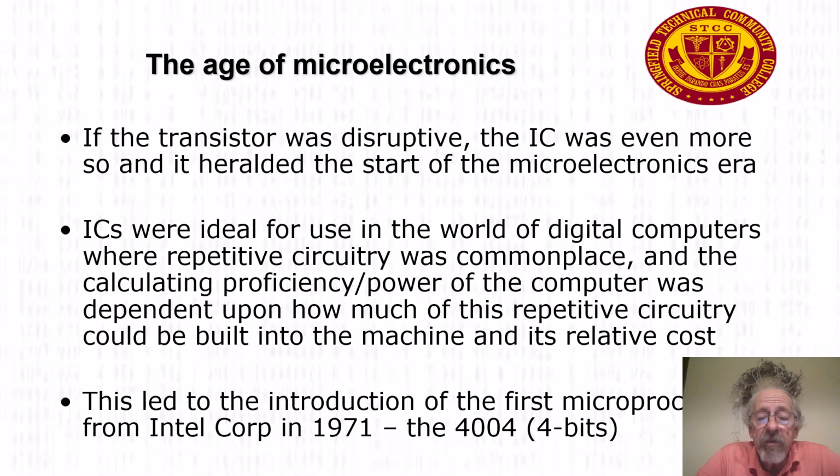This led to the introduction of the first microprocessor from Intel Corporation in 1971. There were actually 4 chips. The processor, the CPU, was called the 4004, and it operated on 4 binary bits at a time.